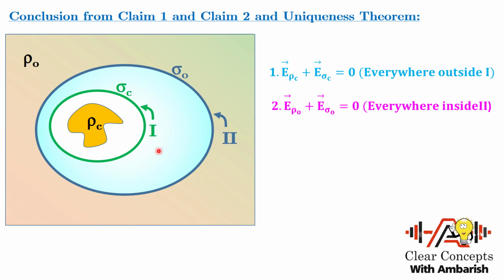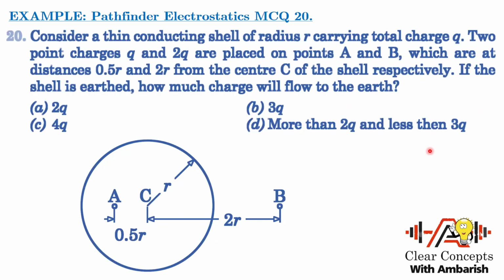Okay. So now, to make this concept more concrete, I'll try to apply electrostatic shielding to one of the Pathfinder problems. Let's see how we can use this electrostatic shielding theorem for solving problems. So here's the problem from Pathfinder. Consider a thin conducting shell of radius r carrying a total charge q. 2 point charges q and 2q are placed on points A and B, which are at distances 0.5 r and 2 r from the center C of the shell respectively. If the shell is earthed, how much charge will flow to the earth?